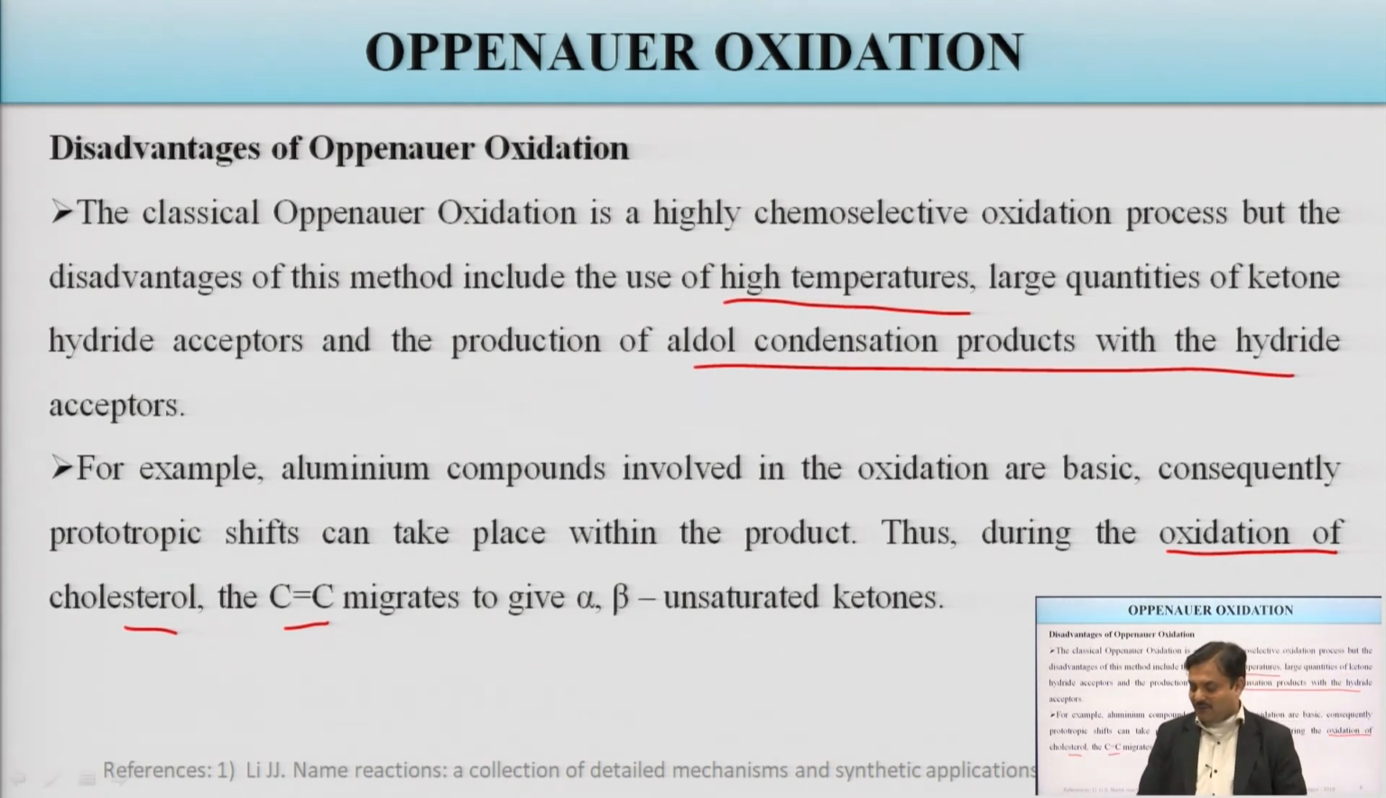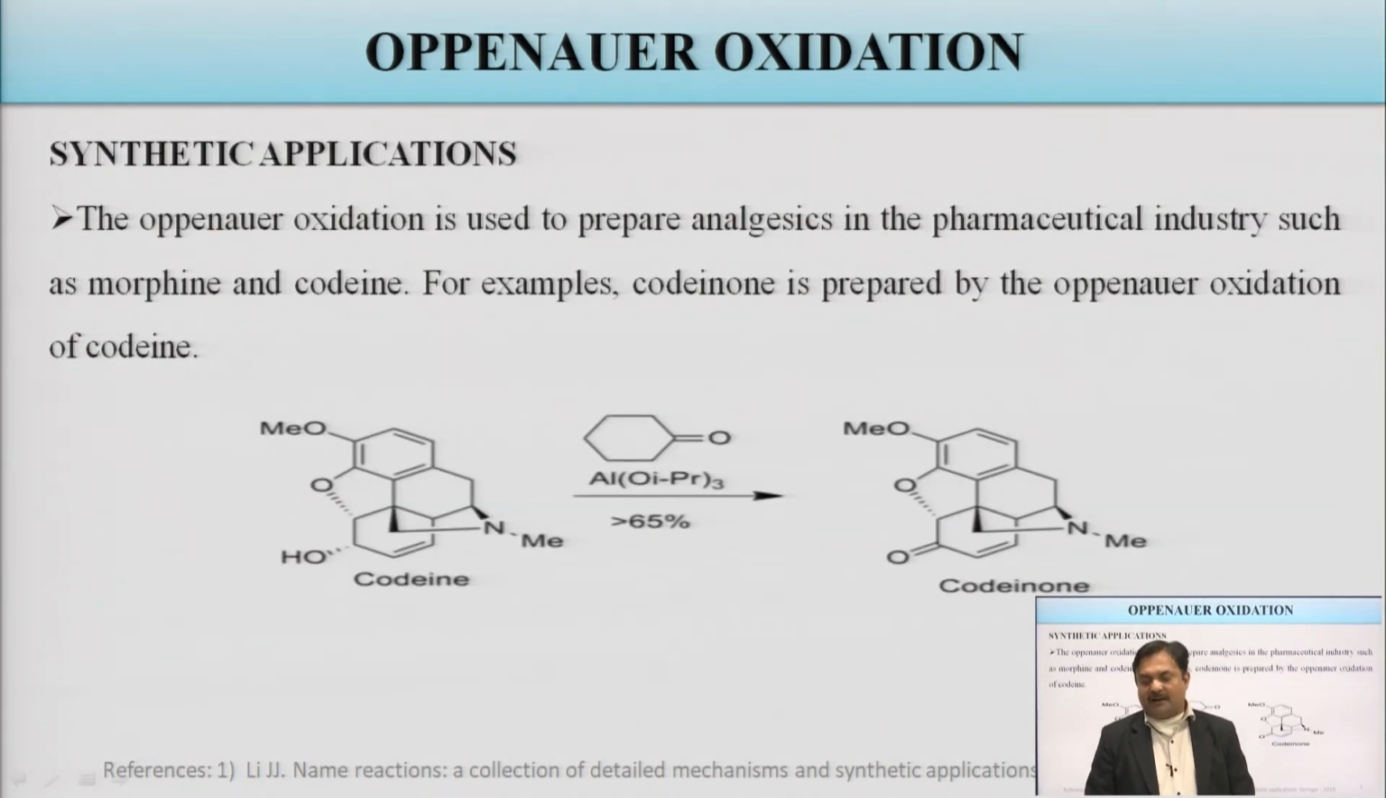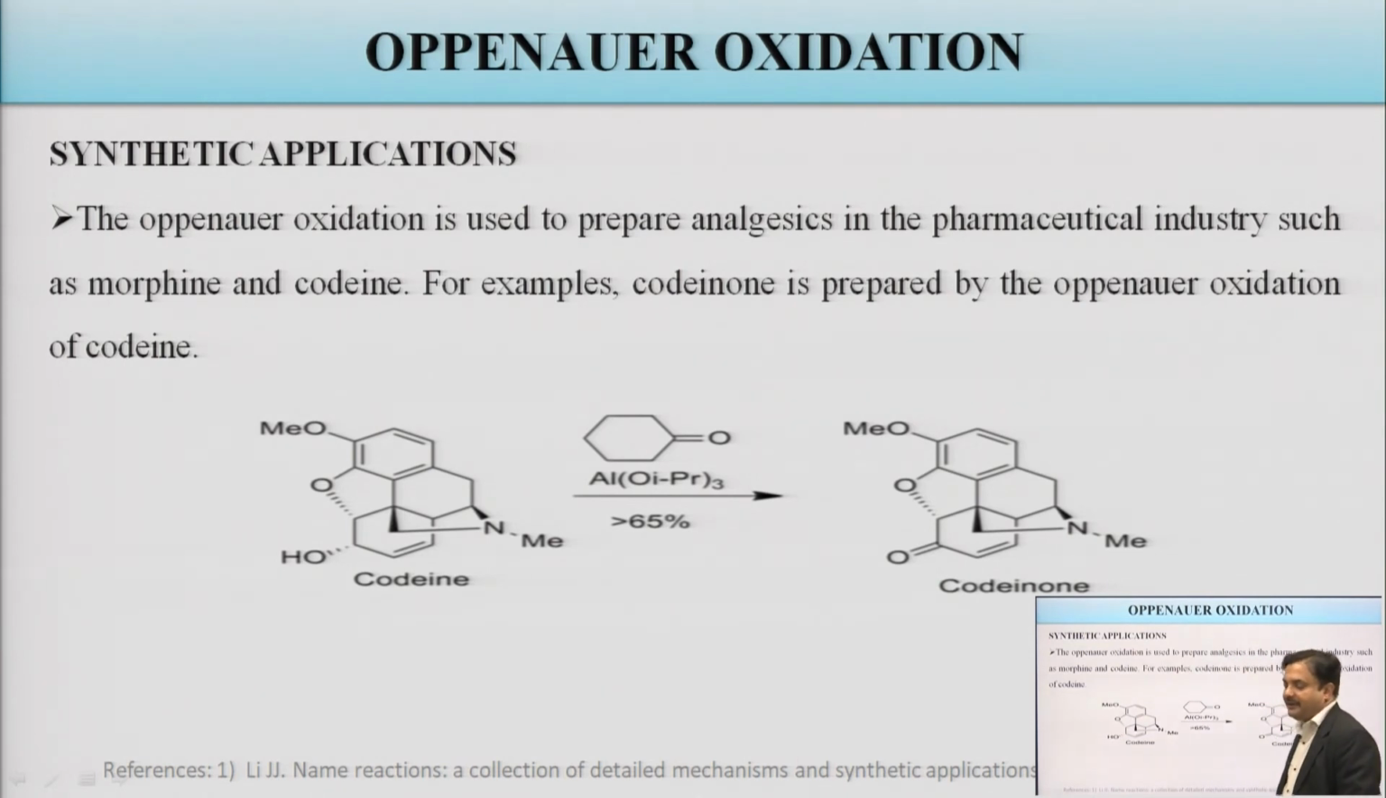Okay. So, these are the demerits, or you can say limitations, of the Oppenauer oxidation, which we have to take care of. Now, coming to the important part, that is the synthetic application of the Oppenauer oxidation. First, the Oppenauer oxidation is used to prepare different analgesics in the pharmaceutical industry, such as morphine and codeine. Okay. For example, codeinone is prepared by the Oppenauer oxidation of codeine.